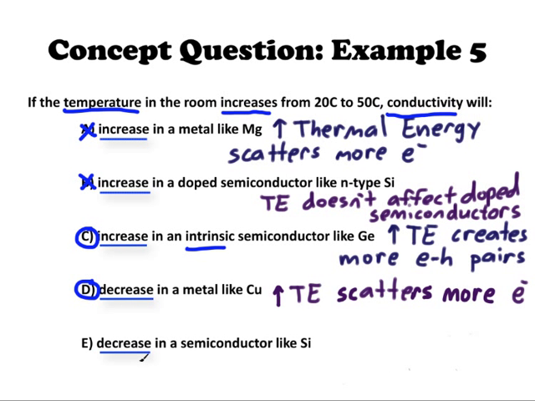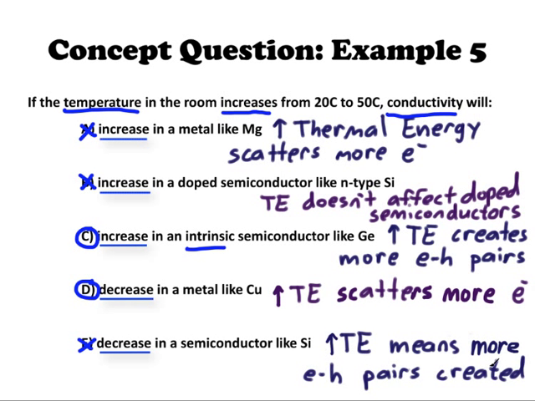Option E, decrease in a semiconductor like silicon, is an incorrect answer because increasing thermal energy means more electron-hole pairs are created. So the conductivity should have increased, not decreased. For this question, we have two correct answers: option C, increase in an intrinsic semiconductor like germanium, and option D, decrease in a metal like copper.